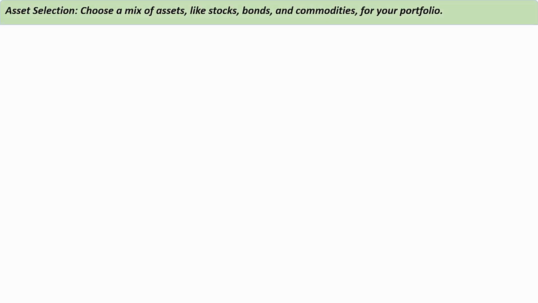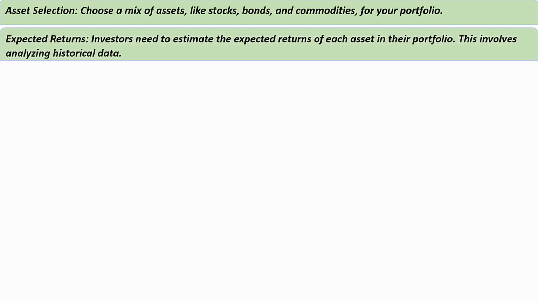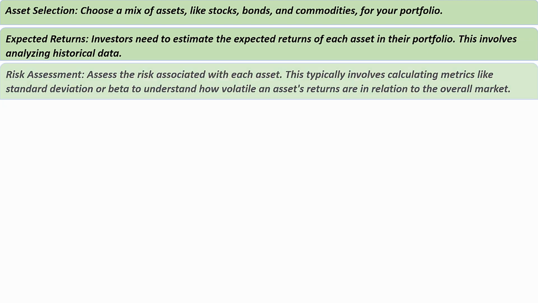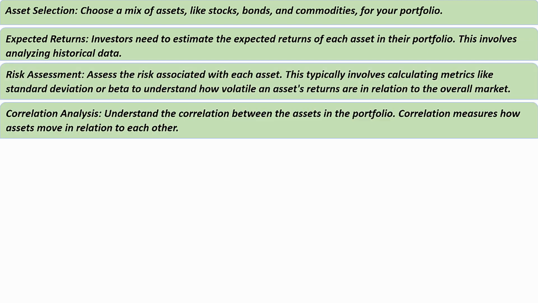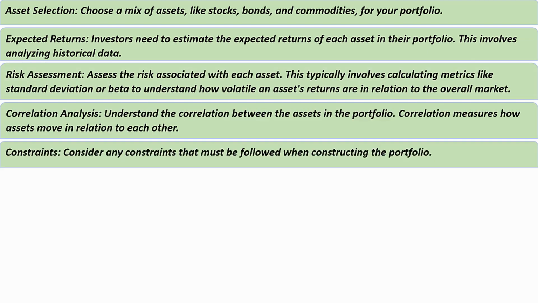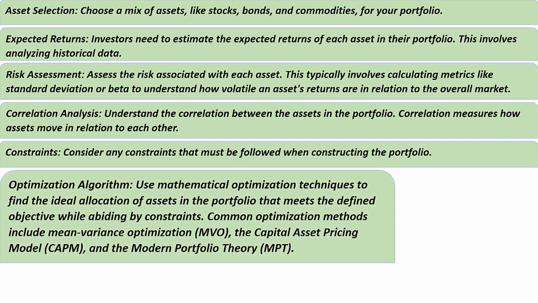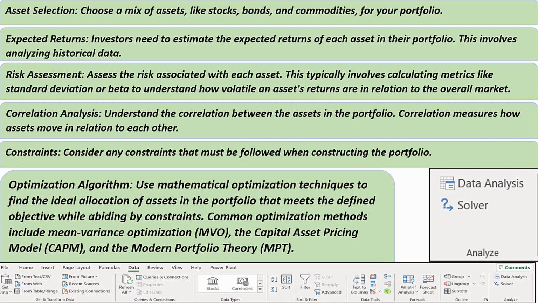the two. To do that, we're going to use, first, asset selection. We're going to choose a mix of assets, and then calculate the expected return and do risk assessment and correlation analysis by adding constraints. And then we're going to use a mathematical optimization technique to find the ideal allocation of assets in the portfolio using data analysis in Excel.